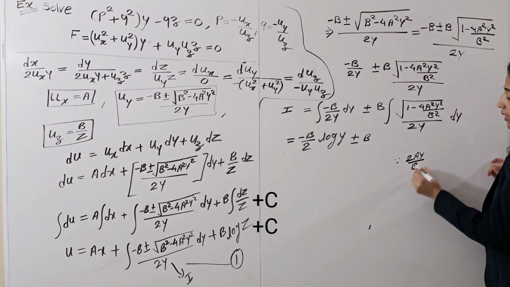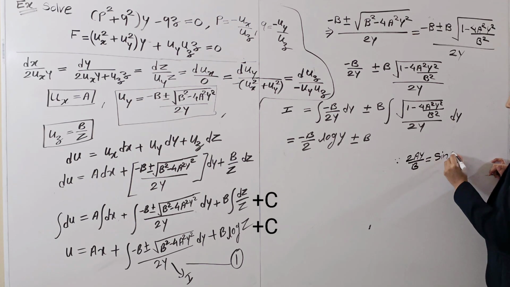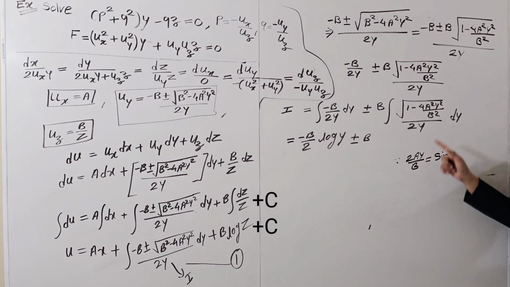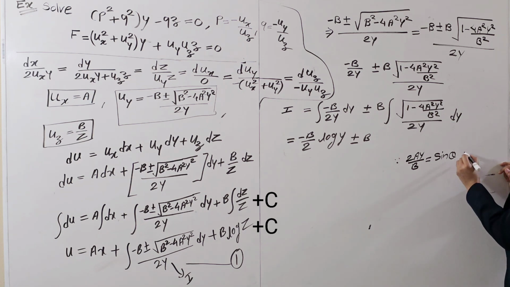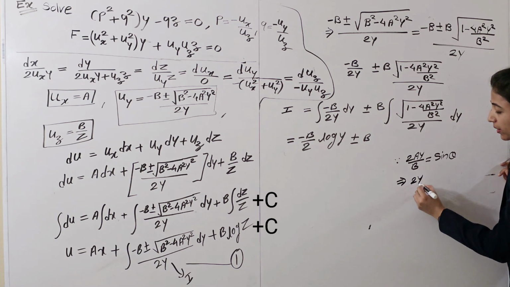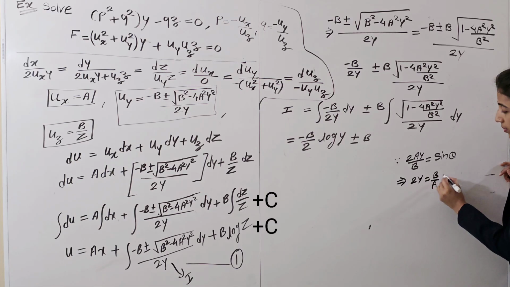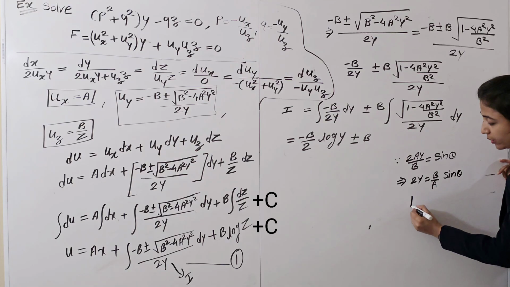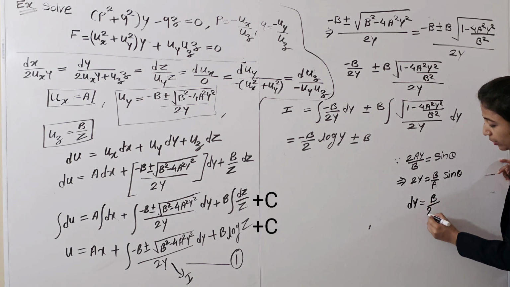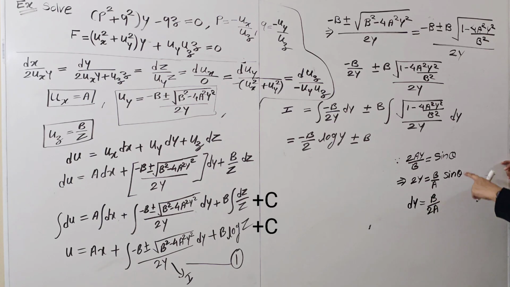2ay divided by b as sine theta. So 2ay divided by b, from this term I am taking 2ay divided by b is sine theta. So from this term we can say 2y becomes b by a into sine theta, because the remaining constant shifts to the right side. And the derivative of this term, dy becomes b divided by 2a, for the derivative, again this 2 you have to shift to the right side. So b divided by 2a, derivative of sine is cos theta d theta.